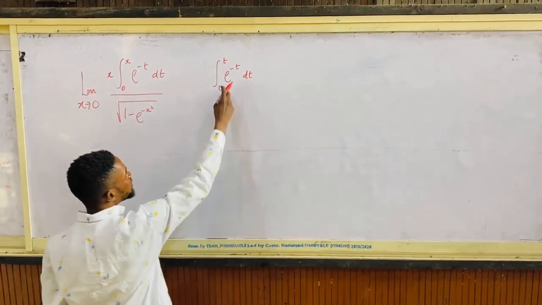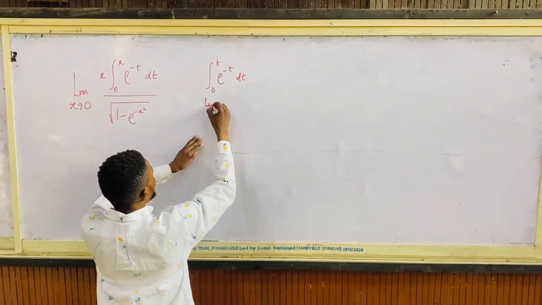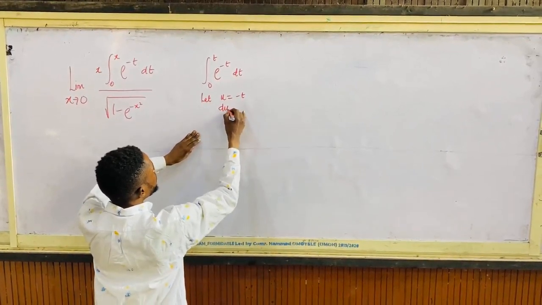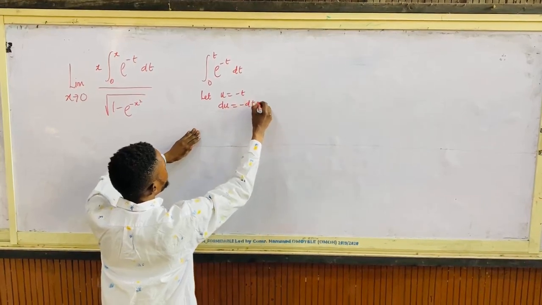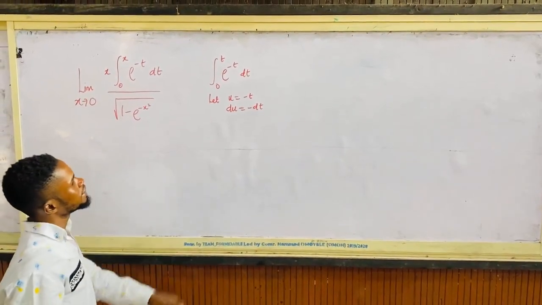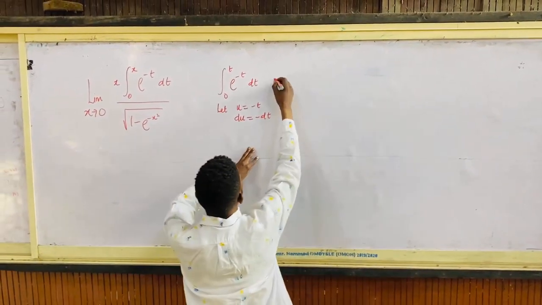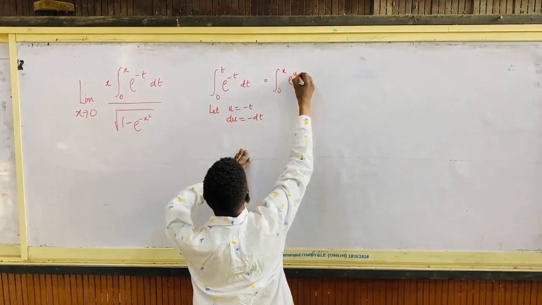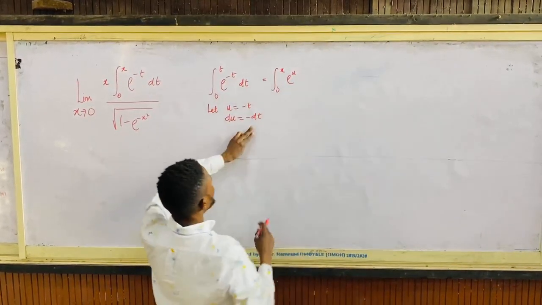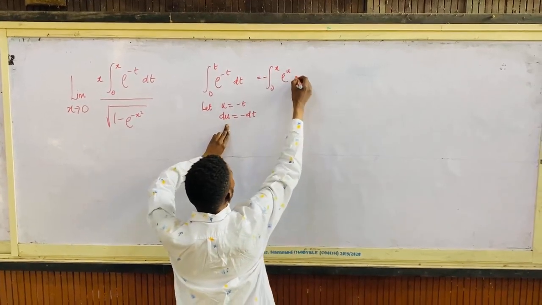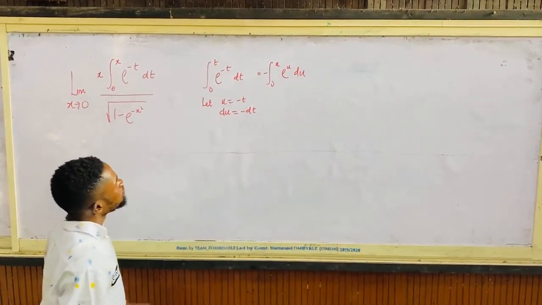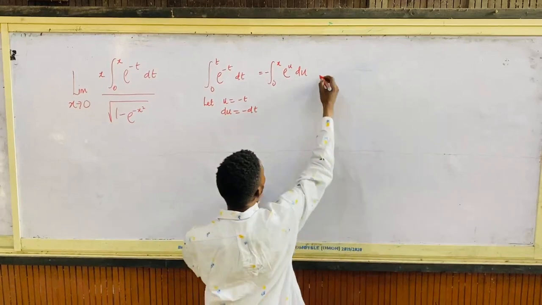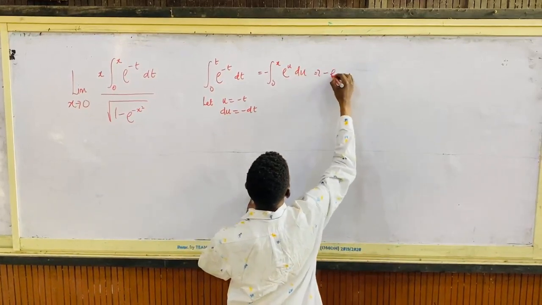Now if we are to integrate this function, let u be minus t. That implies that u is equal to minus t, and t is equal to minus u. Now this becomes the integral of exponential u dt, where dt is minus du. Now to integrate exponential u with respect to u, that's exponential u, so we get minus exponential u.